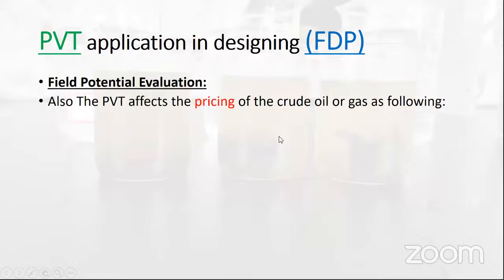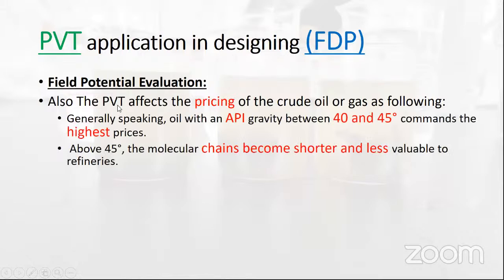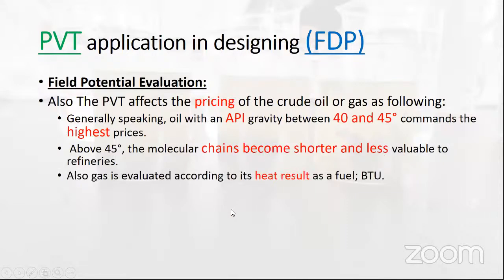Also, the pricing for these products, for the oil and gas, will be dependent on the PVT effects. For example, the oils that have a high API, ranging from 40 to 45, will have the highest prices for crude oil. Above the 45, the heat content for the oil will be lesser, because the hydrocarbon chain will be shorter and of less value.